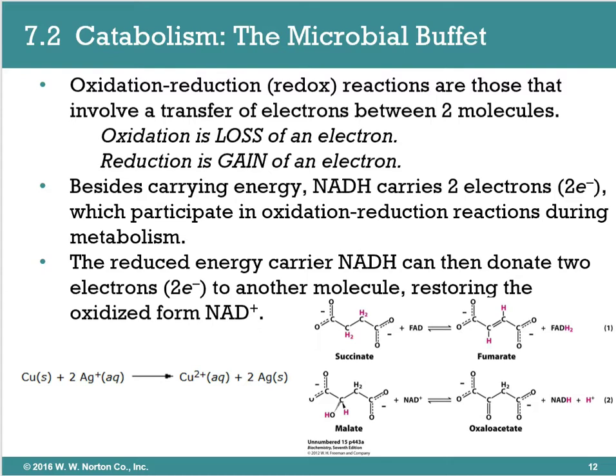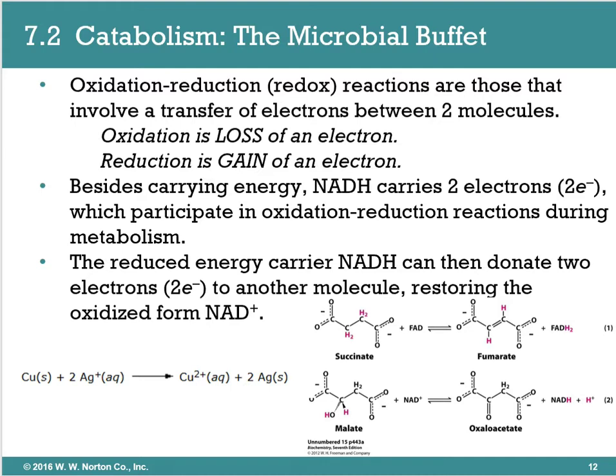That's pretty much as far as I'm going to go with that. I'm not going to expect you to actually know how to do this mechanism right here. It's not really relevant for y'all. But I do want you to know what a redox reaction is. A redox reaction involves the transfer of electrons between molecules.